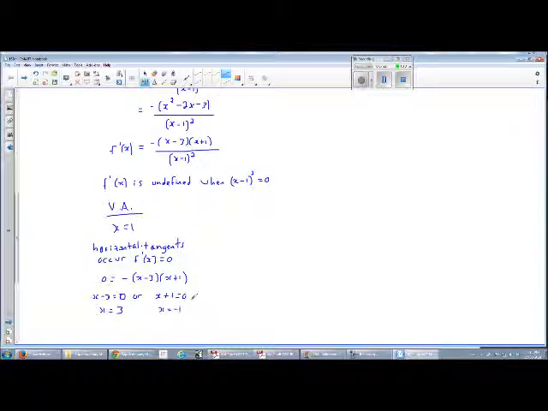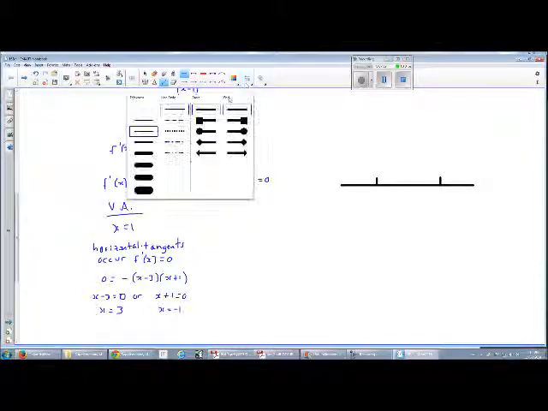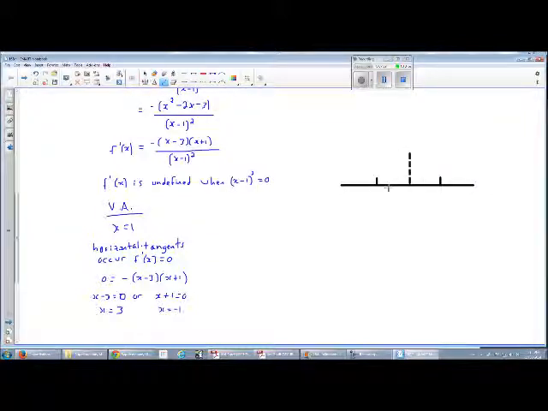So we've got the two places where there would be horizontal tangents, and we've got the place where there's a vertical asymptote. So we can put all of these things together on the sign diagram. So I'll see if I can draw a straight line here. There we go. And so we've got a couple of places where we have horizontal tangents, and here's a vertical asymptote.